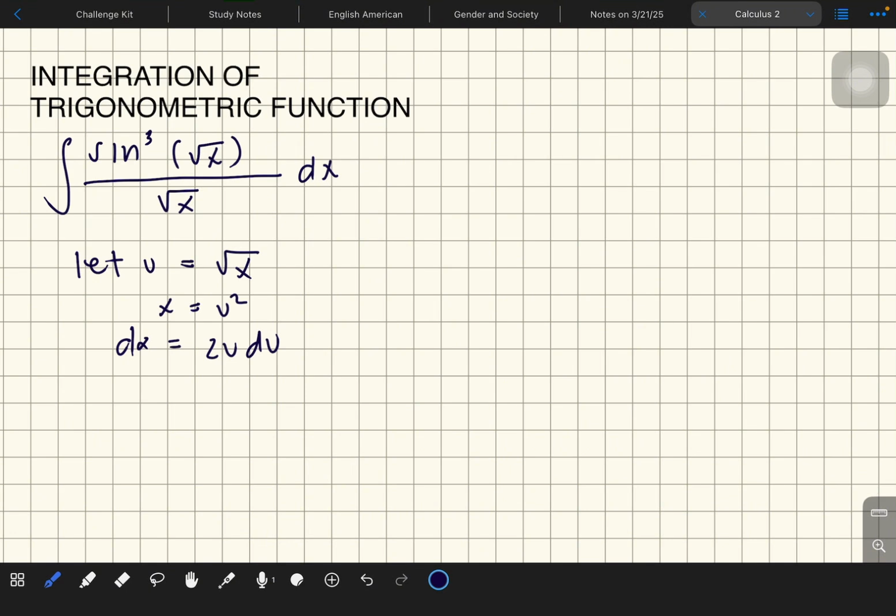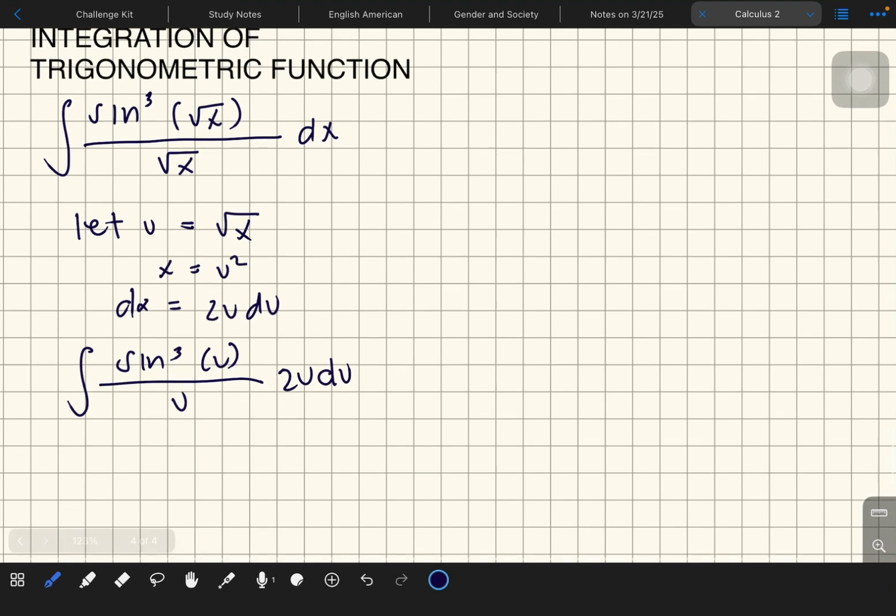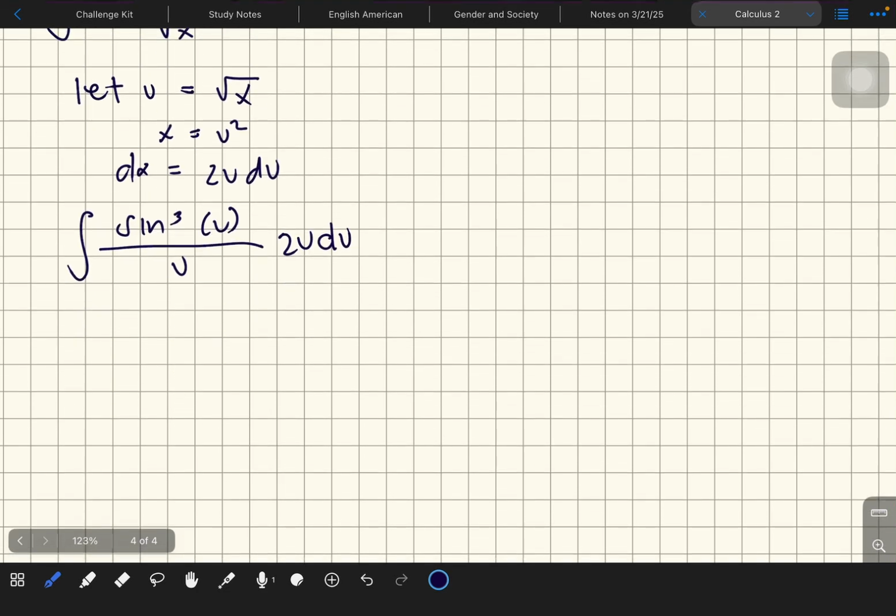So let's substitute u and dx. The equation will become sine cubed u over u times 2u du. So this will become, take the constant out of the integral, so that this will become 2 integral of sine cubed u du.